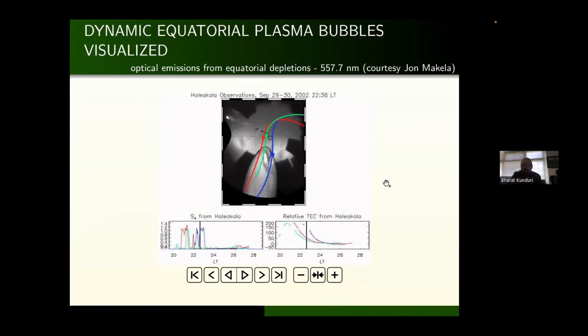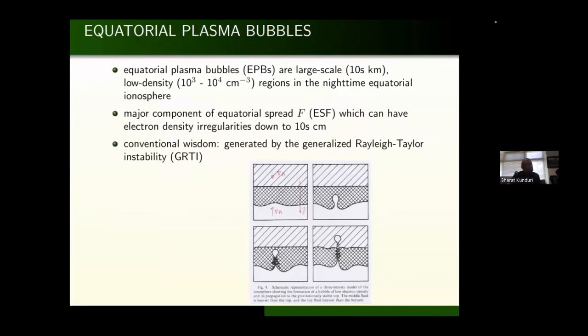And aside from possibly disrupting GPS signals, it also affects communication signals. These bubbles are large scale, tens of kilometers. So you have bite-outs of 2 to 3 orders of magnitude of electron density. It's a major component of the more generic term equatorial spread F. And for equatorial spread F, you can actually cascade turbulence down to 10 centimeters. So we're just focusing on large scale, but there's a whole plethora of instabilities that go on over this region.